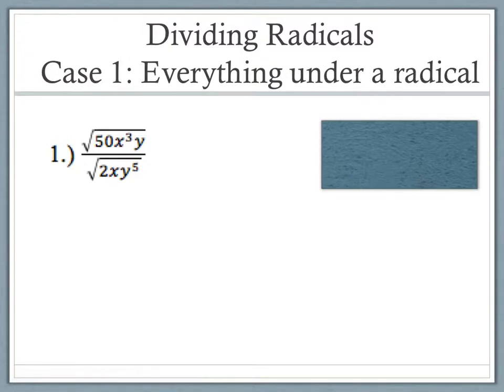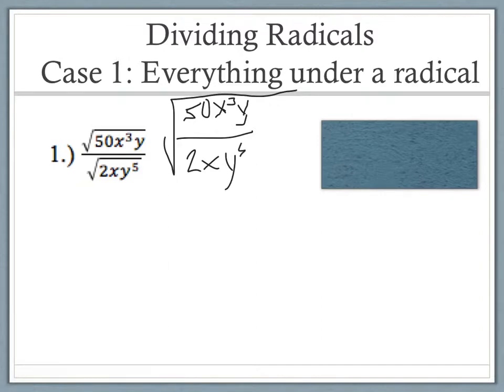So what I mean by that is I can write this as one radical. I can just say that this is the square root of 50x to the third y over 2x y to the fifth. Okay. Now that I did that, I just have that square root, and then I put that fraction over just one fraction instead of having 2 square roots.